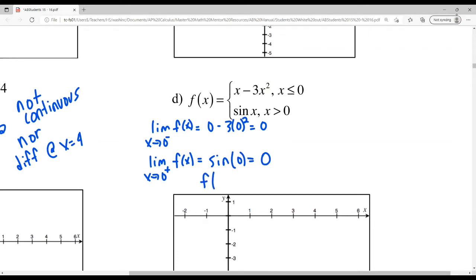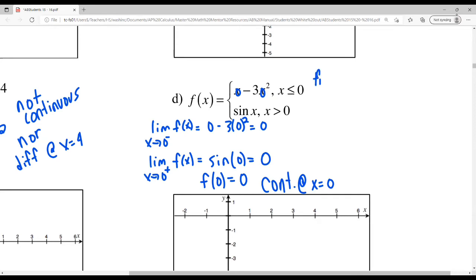And f of 0, we plug 0 into this function to find that. That's also 0. So what do we know so far? We know this function is continuous at x equals 0. But continuity doesn't imply differentiability. So we also have to check to see if it is differentiable.